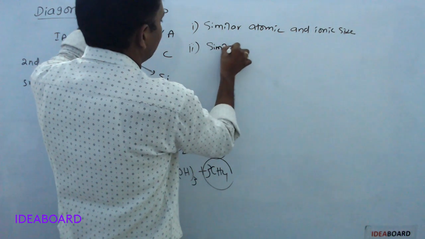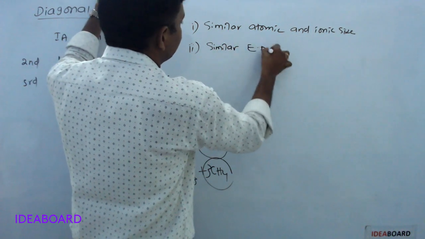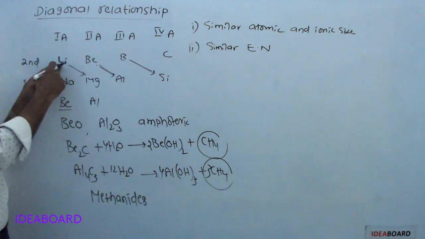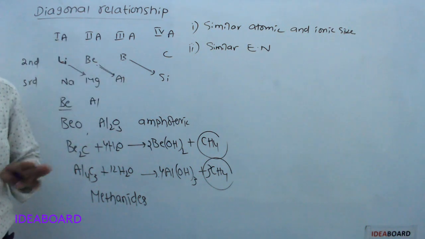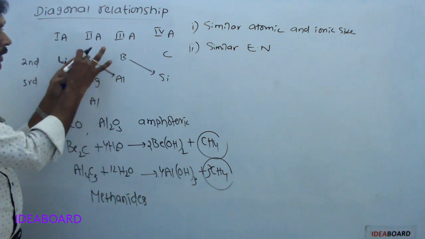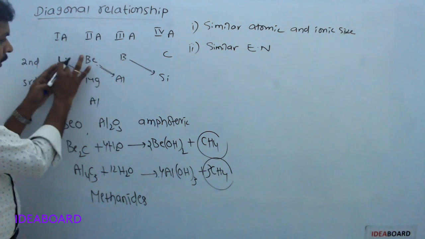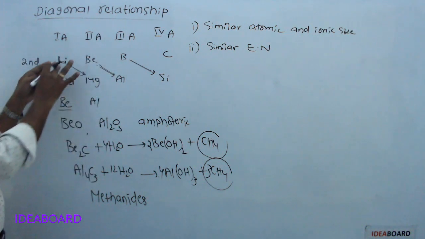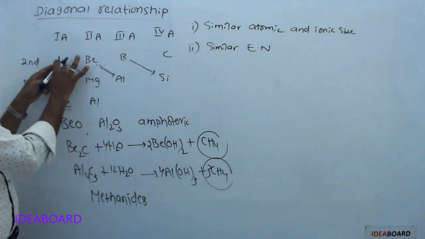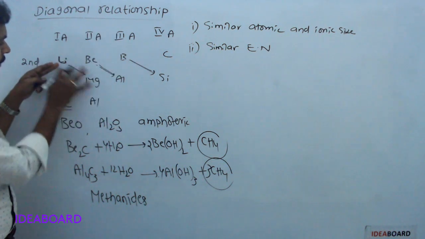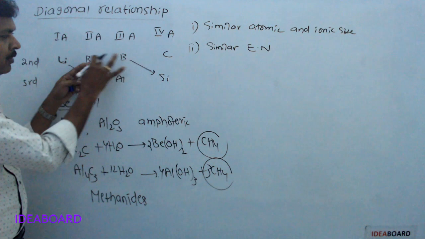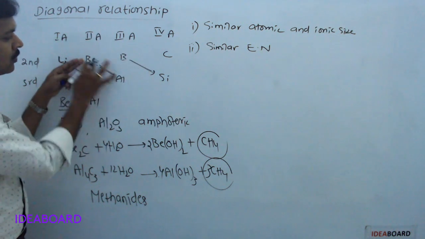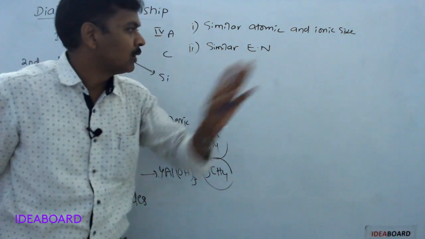Due to similar electronegativity. See, for lithium, electronegativity value is 1. Lithium to beryllium, electronegativity increases. Here increases, here decreases, so almost same, not exactly same. See, beryllium to boron, electronegativity increases, but here decreases, so almost same. So due to similar electronegativity.